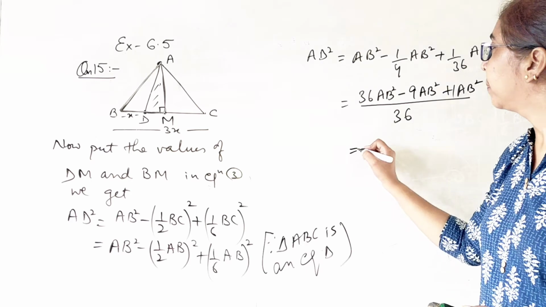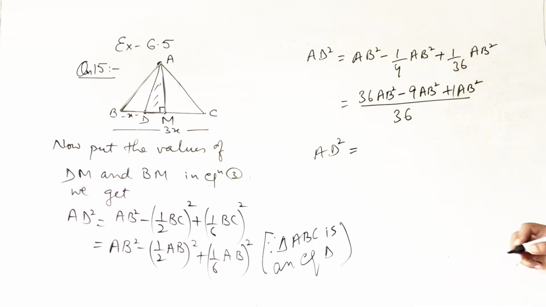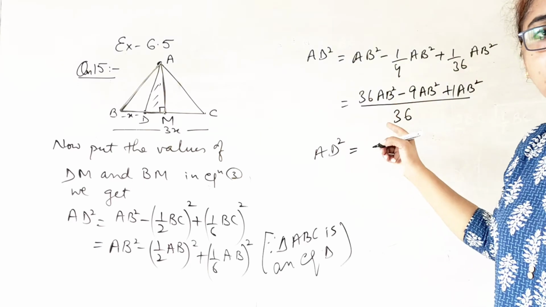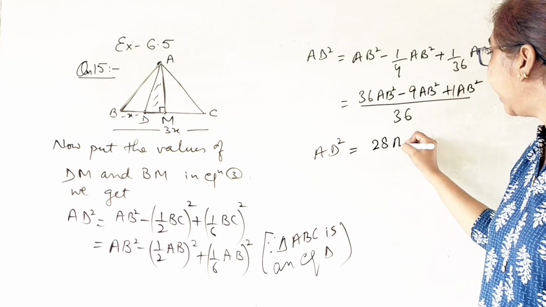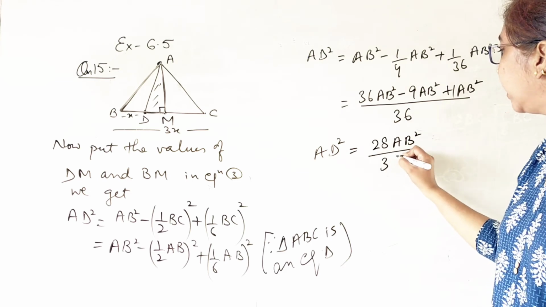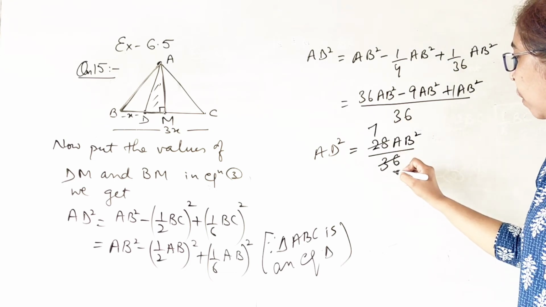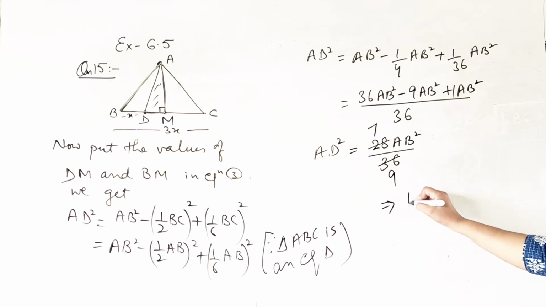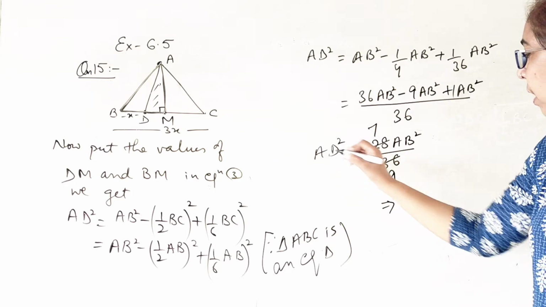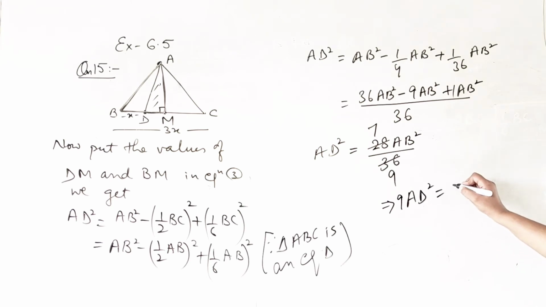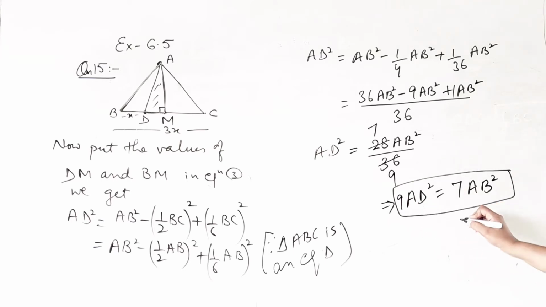Now solve it. AD square equals 36 plus 1, 37, and minus 9. So this will be equal to 28 AB square upon 36, and I can cut this: 4 sevens are 28, 4 nines are 36. So this will be equal to, this 9 will come here, 9 times AD square equal to 7 times AB square. So this we have to prove. Okay?